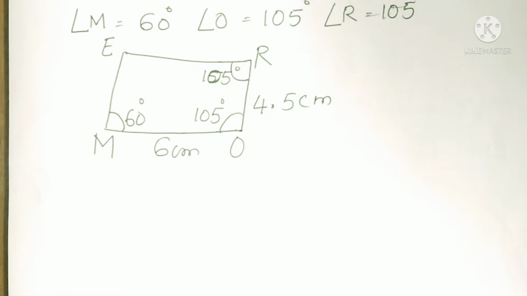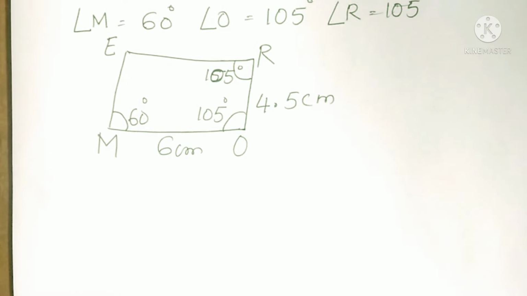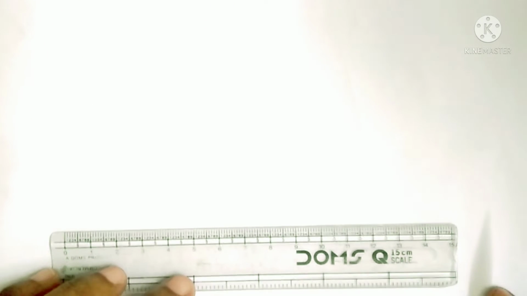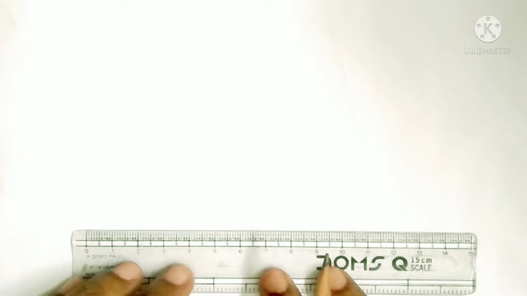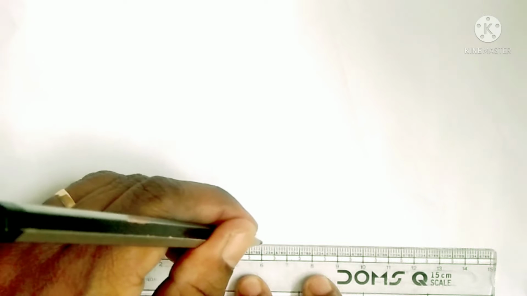Here is the rough diagram MORE with all the given measures. Now, what are we going to do? First, we will draw MO 6 centimeter. So, the first thing that we have to do is MO 6 centimeter. So, here is MO, 6 centimeter. After drawing, mark it MO 6 centimeter. Now, we have to draw an angle of 60 degree at M.